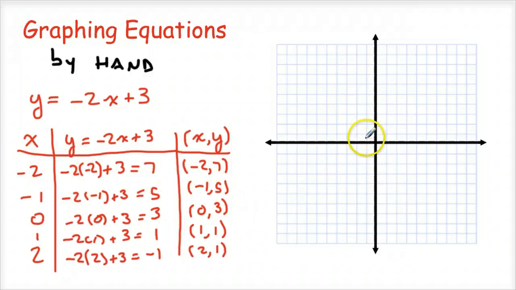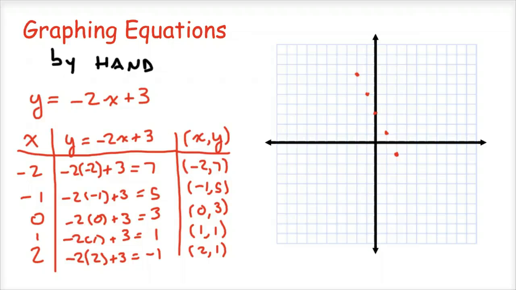So let's plot our points. Negative 2, 7: 1, 2, 3, 4, 5, 6, 7. That's our first point. Negative 1, 5: 1, 2, 3, 4, 5. 0, 3. 1, 1. And 2, negative 1. So there are the 5 points that are on our line. Now we could draw a line in here if we'd like.